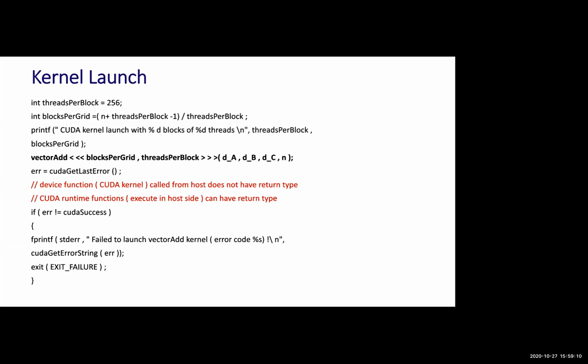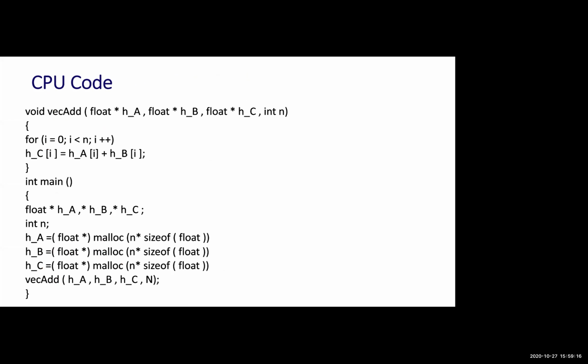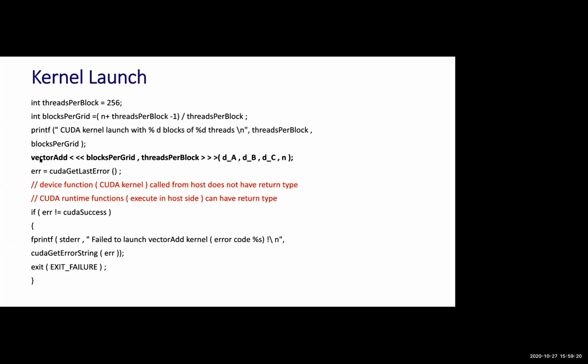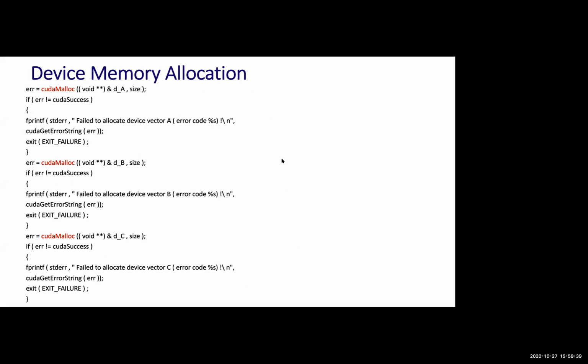The next thing is the launching part. Launching means you are running this kernel, so you need to call this kernel. This is the line which is calling the CUDA kernel. vectorAdd is the name of the kernel, and you are passing the blocks per grid and the threads per block with this data, and n is the length of the array.